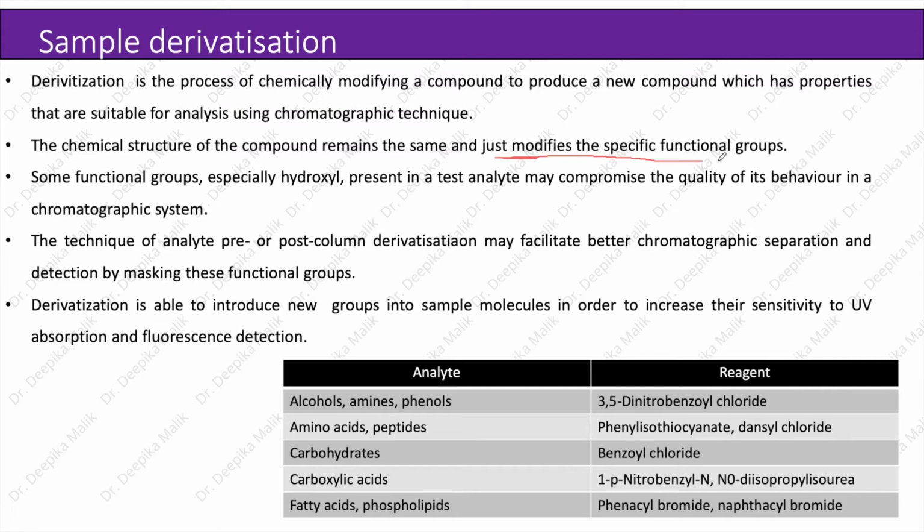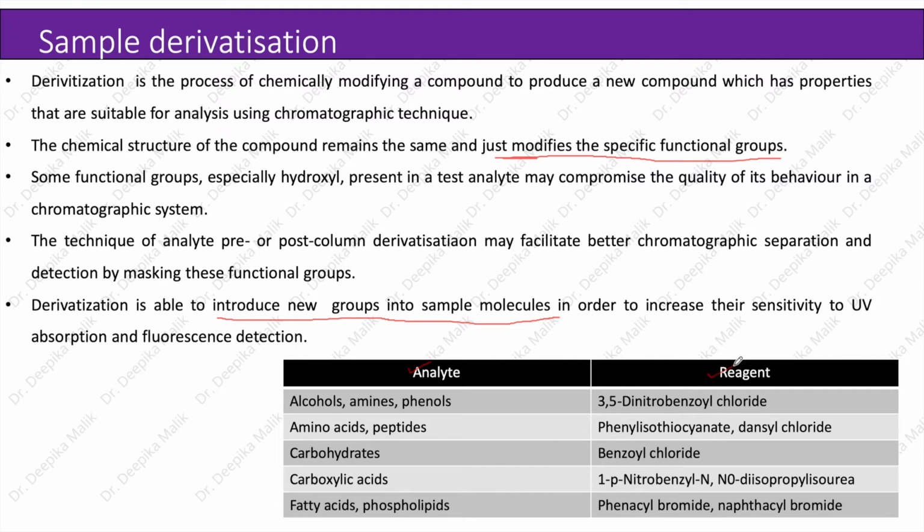Some functional groups, especially hydroxyl, present in a test analyte may compromise the quality of its behavior in a chromatographic system. The technique of analyte pre or post column derivatization may facilitate better chromatographic separation and detection by masking these functional groups. Derivatization is able to introduce new groups into sample molecules in order to increase their sensitivity to UV absorption and fluorescence detection. The table shows a few examples of analytes which are modified by derivatization by using the corresponding reagents.